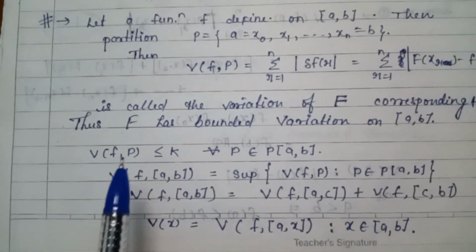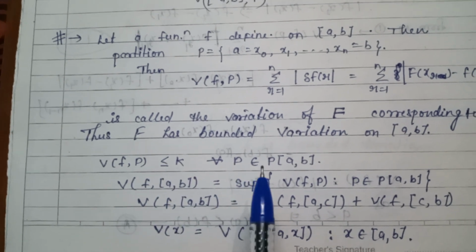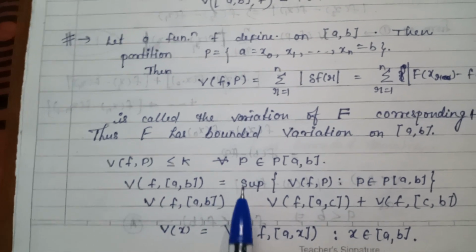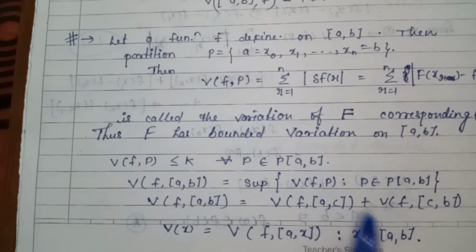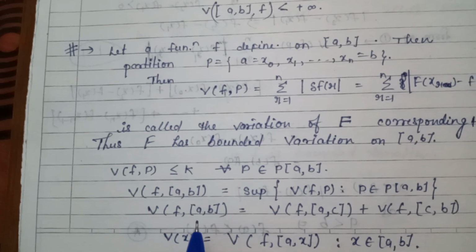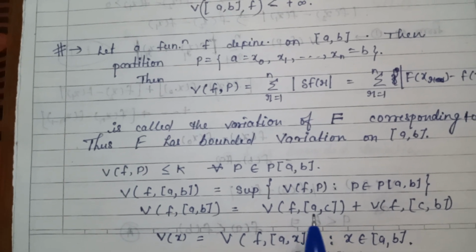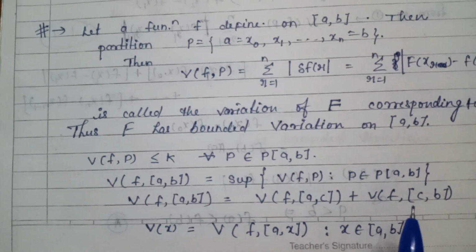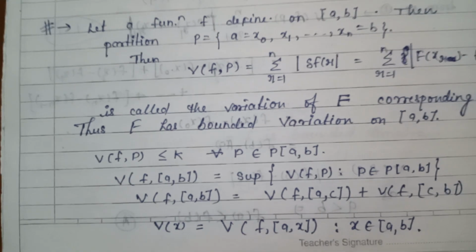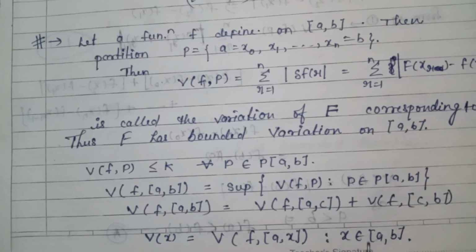Thus, f has bounded variation on the closed interval [a, b] if V(f, P) is less than or equal to k for all P belonging to P[a, b]. So V(f, [a, b]) = supremum of V(f, P) such that P belongs to P[a, b]. V(f, [a, b]) = V(f, [a, c]) + V(f, [c, b]). So V(x) = V(f, [a, x]) such that x belongs to [a, b].